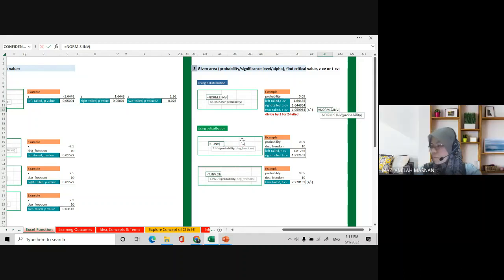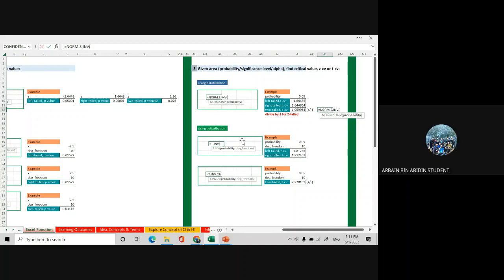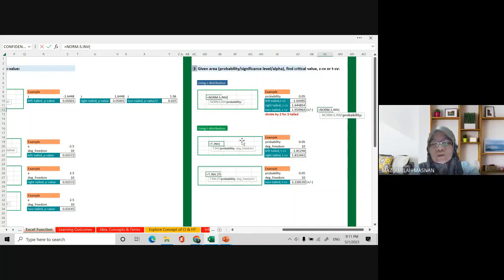We are using example 3.3 proportion, page 95. Okay, so I want to show you how to find the Z alpha over 2, because we are using Z alpha over 2 to find the margin of error. So this will be the function. The way we find the Z alpha over 2 is a bit different from the CI for mean.